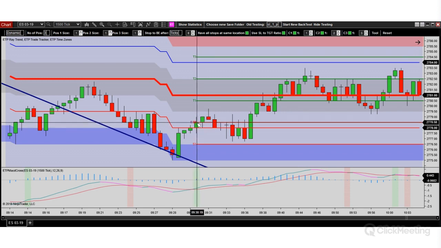First of all, the stop loss is 4 ticks below the low of the signal candle. So this is the signal candle. Obviously, we're going to enter at the open of this one after this closes.